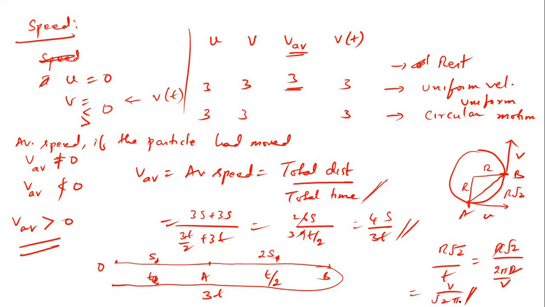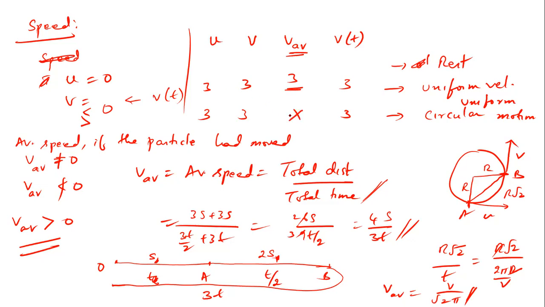Is this clear? Yes, sir. So this will be the velocity here. This will be your V average. So V average is definitely not equal to 3. It will be 3 by root 2 pi. It will be lesser than that. So we have seen how the speed changes, and which parameter actually changes. This parameter, V average, actually changes.